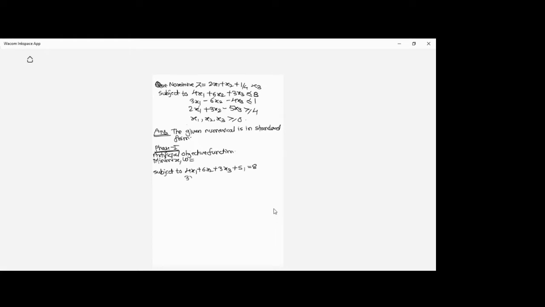The second inequality we have is 3x1 minus 6x2 minus 4x3. Again, it is a less than or equal to inequality, so only one slack variable is sufficient here. And lastly, we have twice of x1 plus thrice of x2 minus 5x3. Now it is a greater than or equal to type of constraint, so here we will have minus s3 plus a1 is equal to 4. We can write x1, x2, x3, s1, s2, s3, a1 should be greater than or equal to 0, right?